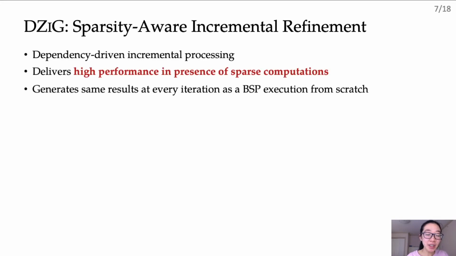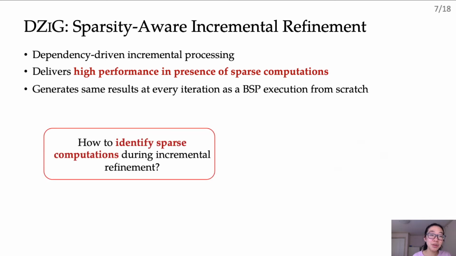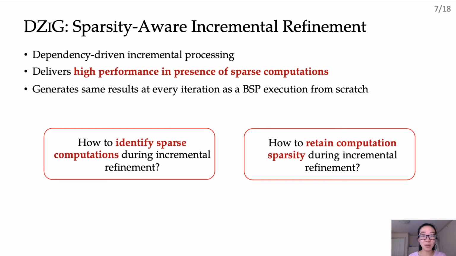DZiG is a sparsity-aware incremental refinement technique that uses dependency-driven incremental processing while retaining high efficiency in the presence of sparse computations. DZiG also follows the same philosophy of GraphBolt, where dependencies are tracked as iterations progress, and the dependencies are then incrementally refined when the graph structure is mutated. So there are two things we need to figure out: how to identify sparse computations and how to retain computation sparsity as we perform incremental refinement.